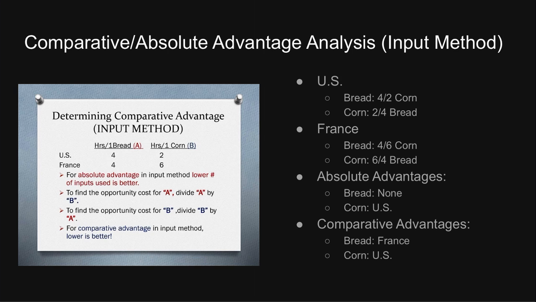And for comparative advantage, we see that France has the comparative advantage for bread because France has a lower opportunity cost, and for corn, the United States will produce because it has a lower opportunity cost there. And these nations will both trade afterwards. After they specialize in the production of their single good, they'll start trading, and they'll both benefit from this agreement.